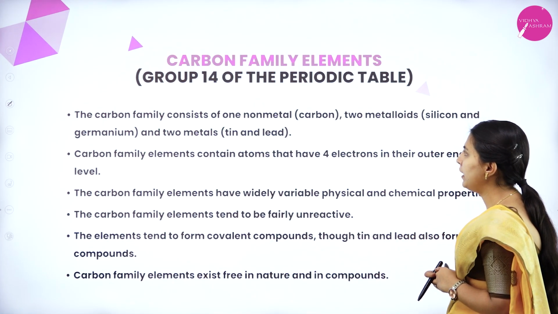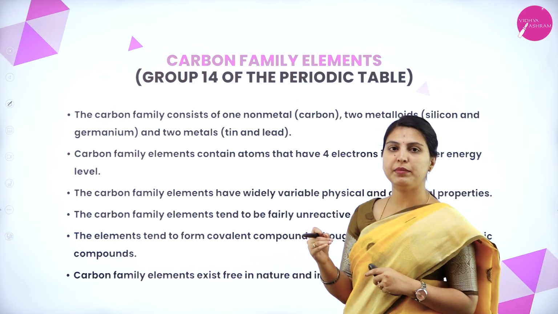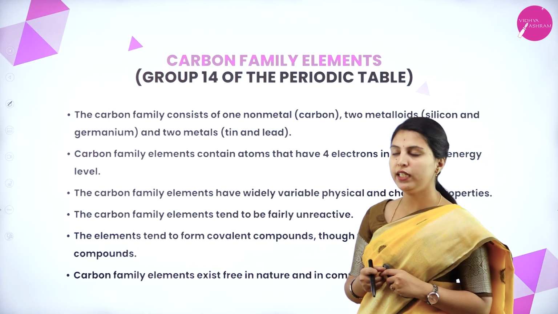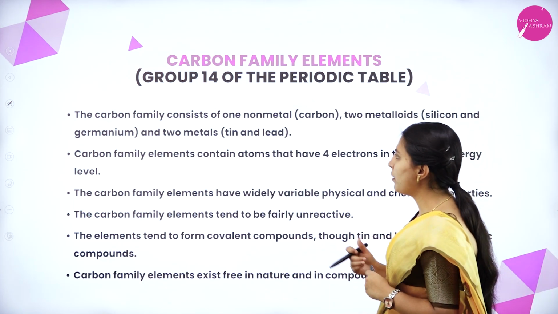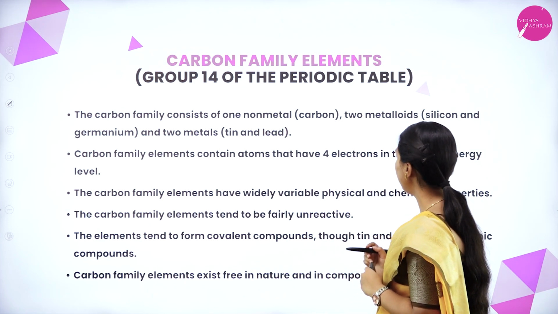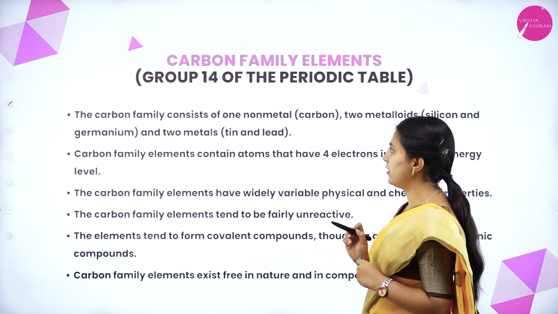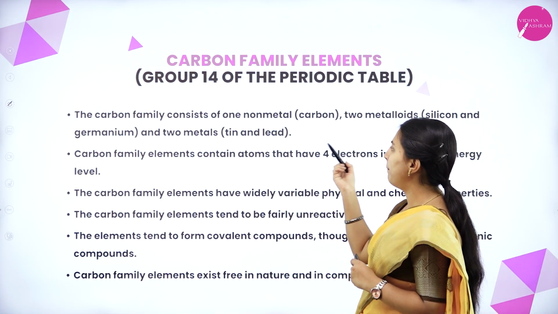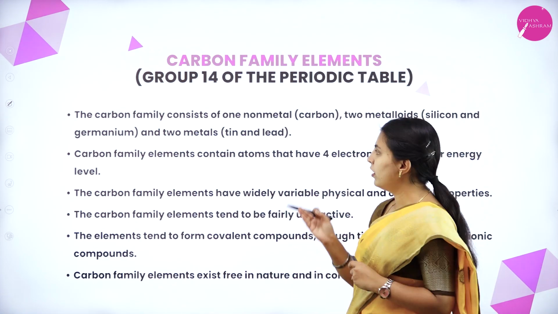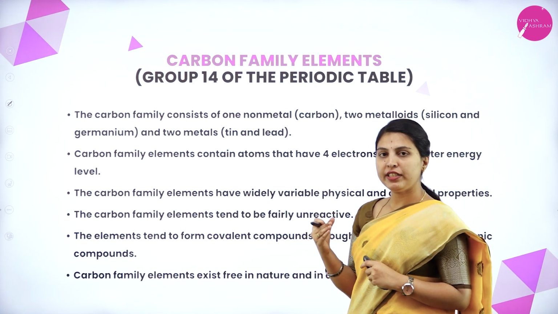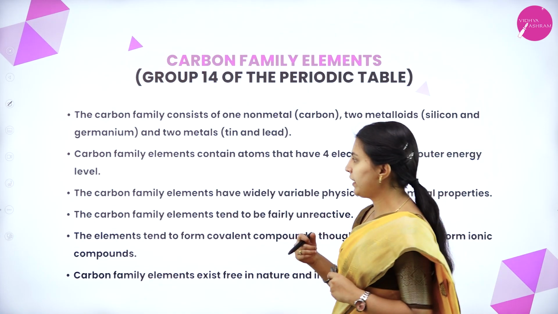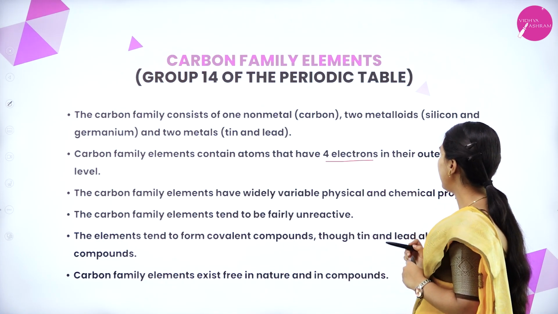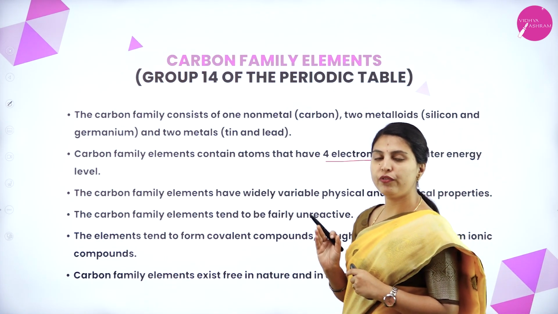Next, carbon family elements. Till now we have seen group 13 elements and the anomalous properties of boron, and now we are moving to group 14, that is carbon family elements. The carbon family consists of one non-metal, 2 metalloids and 2 metals. The one non-metal is carbon, the 2 metalloids are silicon and germanium, and the 2 metals are tin and lead. Metalloids means, you know, they have the behavior of both metallic and non-metallic nature. Carbon family elements contain atoms that have 4 electrons in their outer energy level. They have 4 valence electrons.